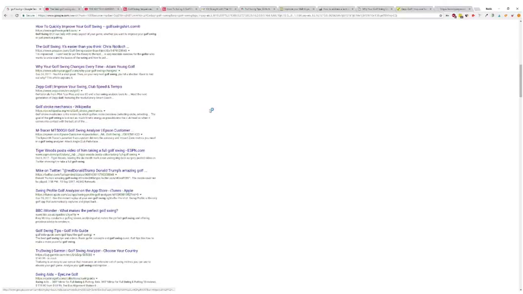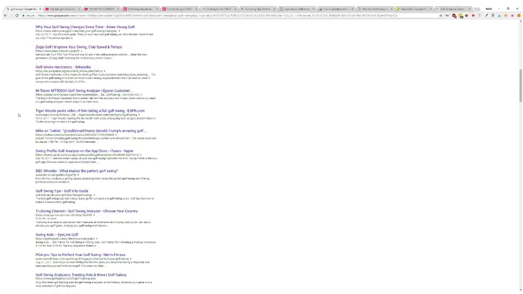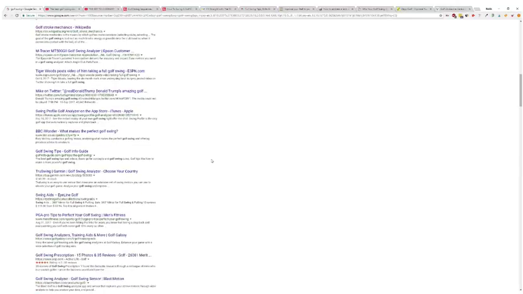Golf stroke mechanics. Wikipedia is always good. Not only are the actual articles on Wikipedia good, but they will lead you to lots of other great sources. Let's see. Golf Swing Analyzer is probably a tool. It's not going to give us a lot of information. Videos of famous swings I think are great, but they're not going to break it down probably in the way that we want. Golf Swing Tips.